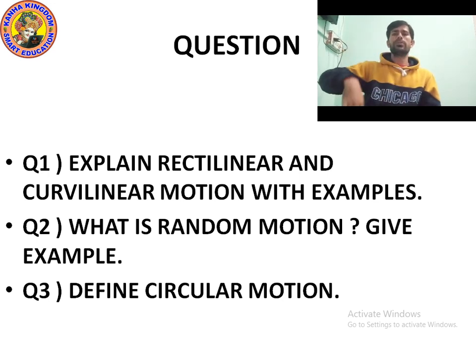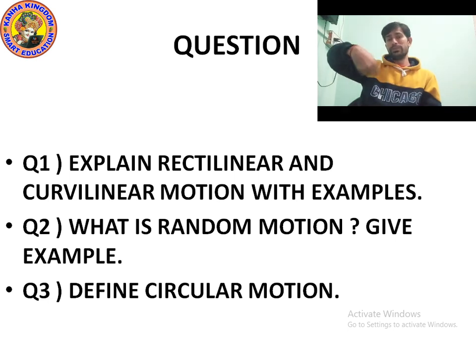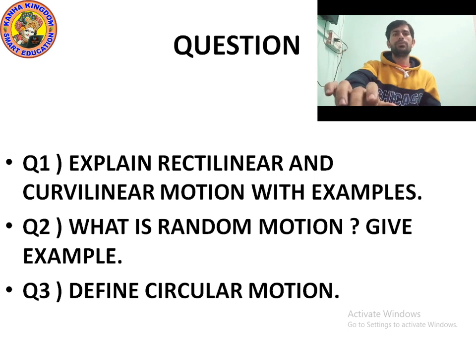What is rotatory motion? When a body undergoes translatory motion in such a way that different parts travel different distances in a given time. For example, when you rotate while doing dance, rotation of the earth is also a rotatory motion. I hope you understood.